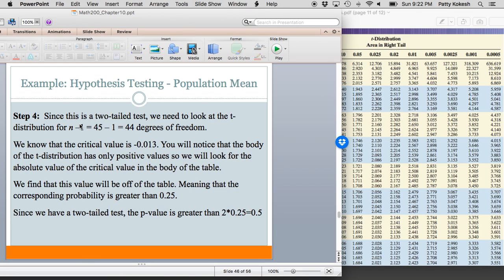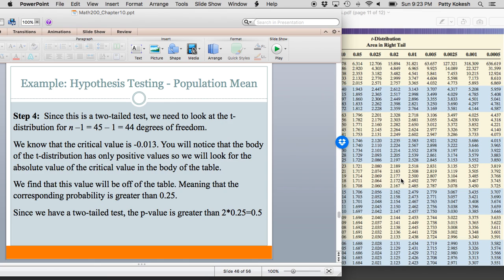Now, if you think about it, we have a two-tailed test because I just wanted to test if the RMR was different, not necessarily less than or greater than. So in this case, when you have a two-tailed test, you have to find your p-value by taking 2 times the table percentage. So I take 2 times 0.25 and I get 0.5. Now I know that my p-value is at least 0.5.